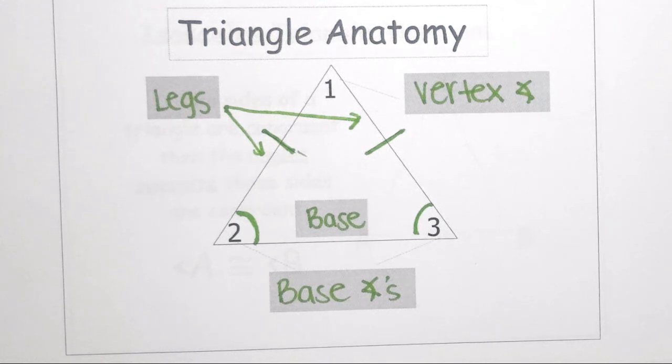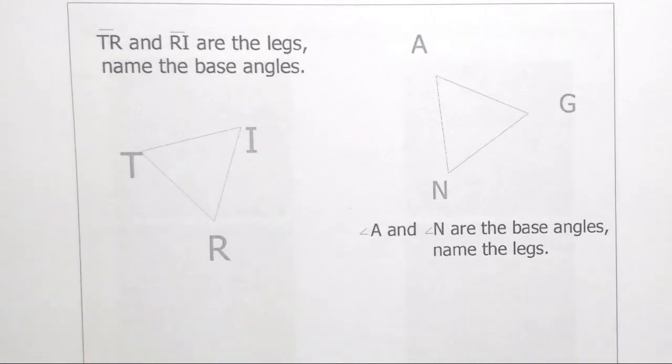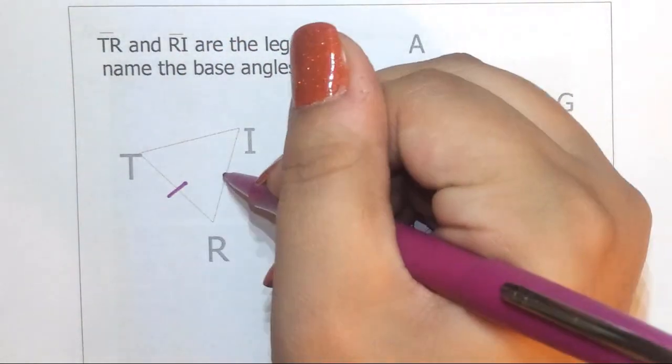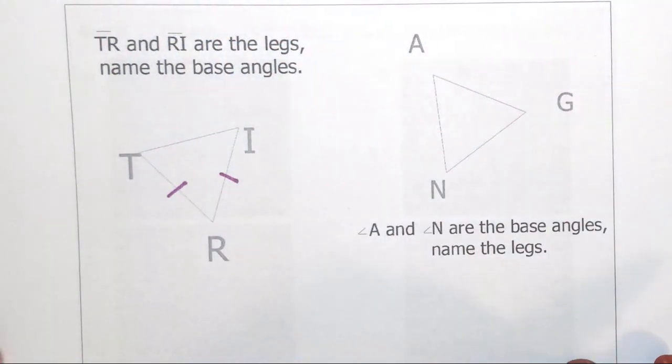All right. Can I change it? Okay, you don't need to write the next things down. You can just look up here. So these are some ways that I might ask you about them. I might say if TR and RI are the legs, that means they're congruent. Then what are my base angles?